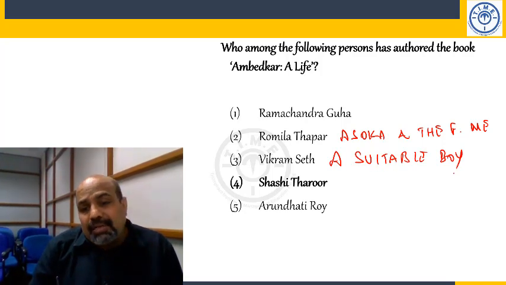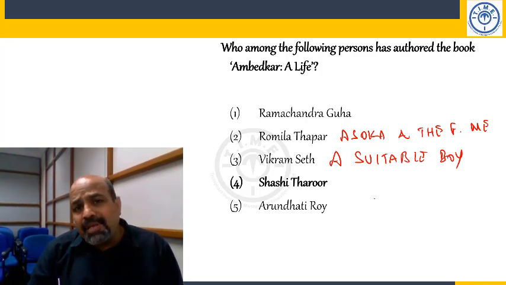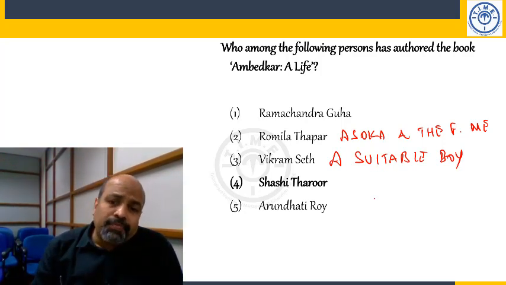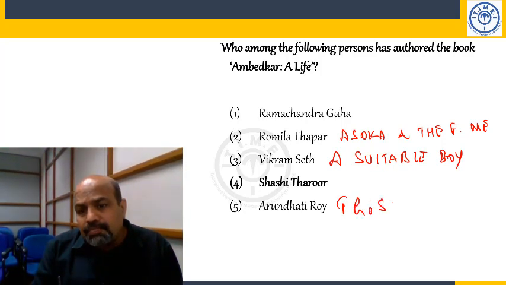Arundhati Roy, well, she is author of a lot of critical works. Critical means anti-capitalism, anti-Narendra Modi, anti-BJP, anti-RSS. She's this typically Jain variety. And Arundhati Roy is author of this book, The God of Small Things.